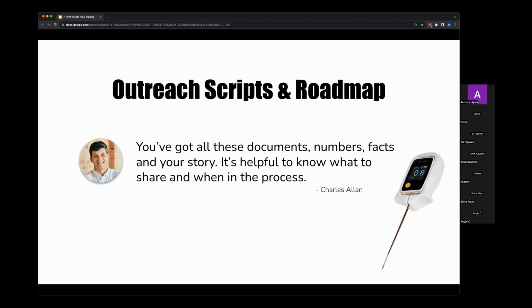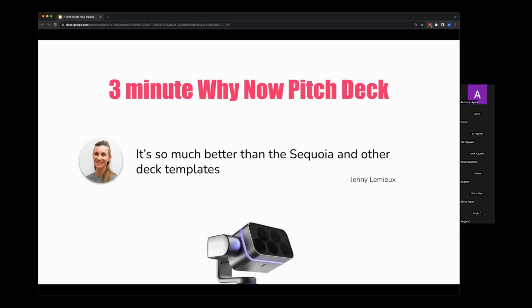Your documents, numbers, facts, the story. And it's important to understand when you're supposed to sort of drip these out and how you use these documents to help move your fundraising process along, to go from your initial meeting to your follow-ups and so on and so forth. So this is what Charlie found super important as we ran through his raise.